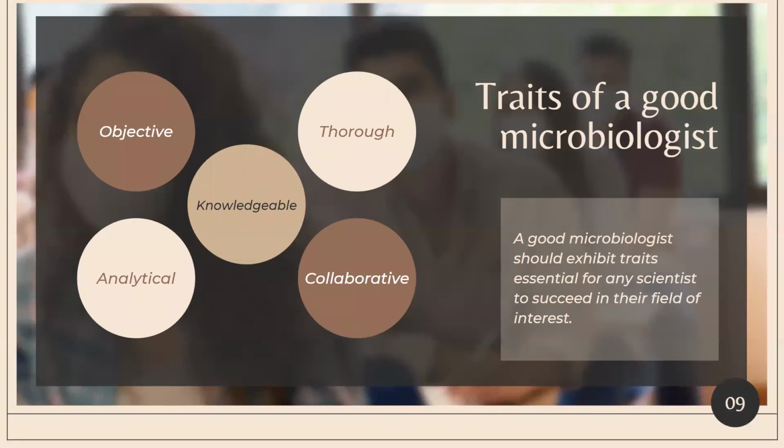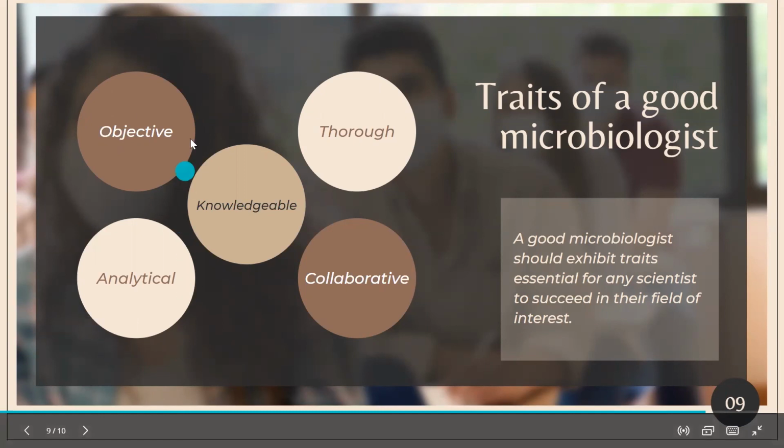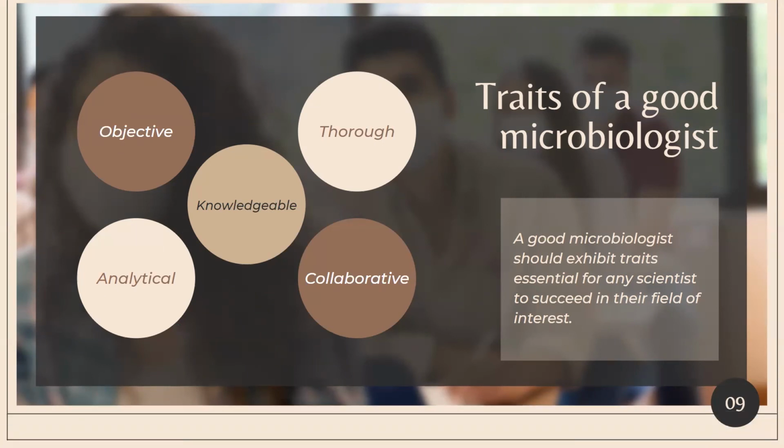So, how do we describe a good microbiologist? In general, a good microbiologist should exhibit traits essential for any scientist to succeed in their field of interest. Because of this, a good microbiologist should be objective, analytical, knowledgeable, collaborative, and thorough. Being objective and analytical is critical for any microbiologist when conducting studies, as this trait pushes them to abandon bias and look into the study with a fact driven mindset and explanation for certain events.